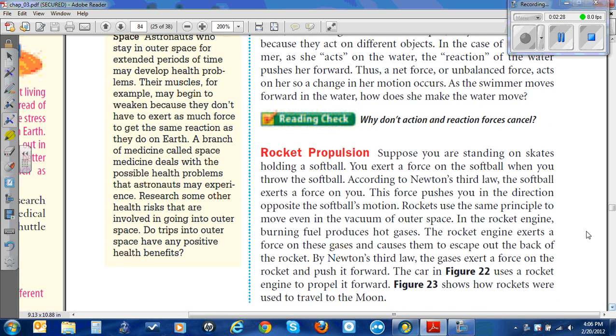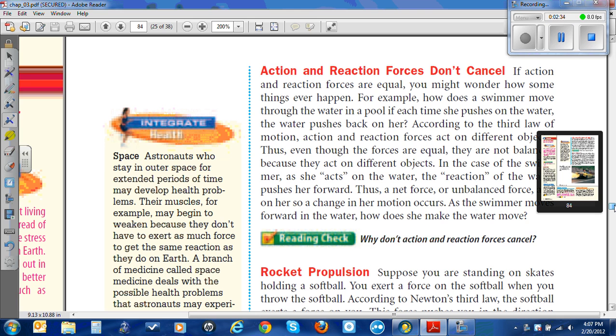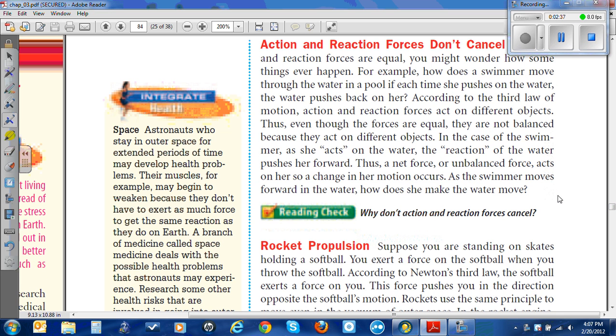The reading checks ask, why don't action and reaction forces cancel? According to the third law of motion, action and reaction forces act on different objects. They don't cancel, they just act on different objects.